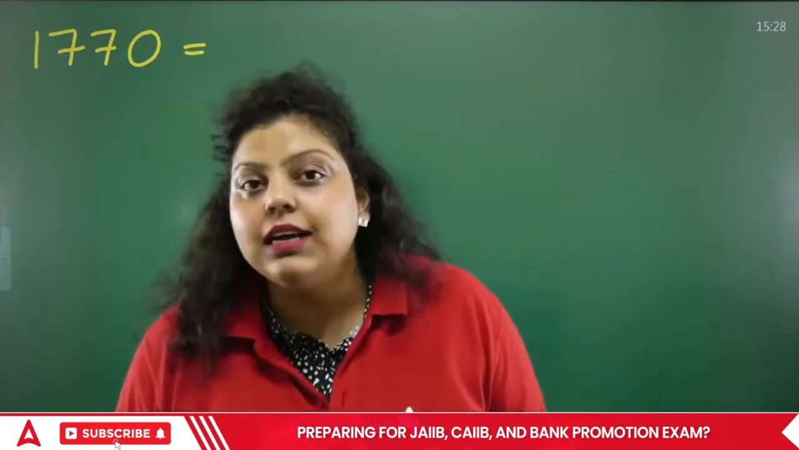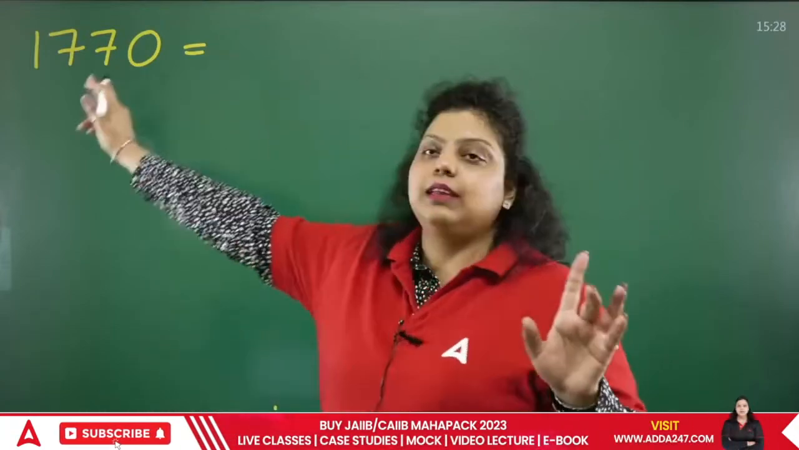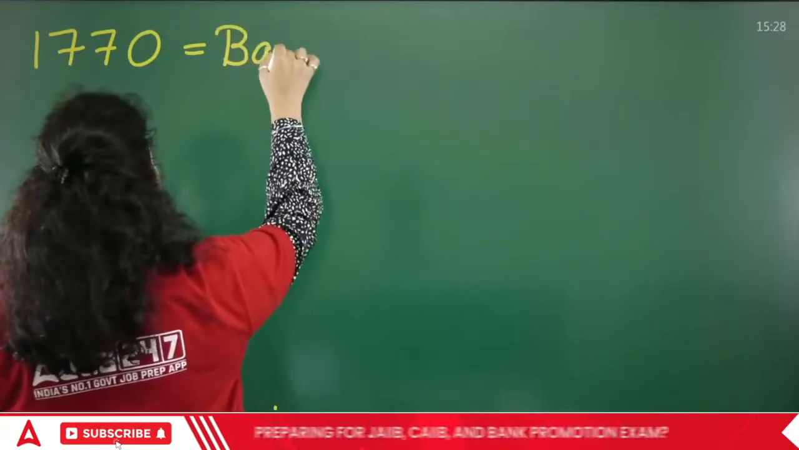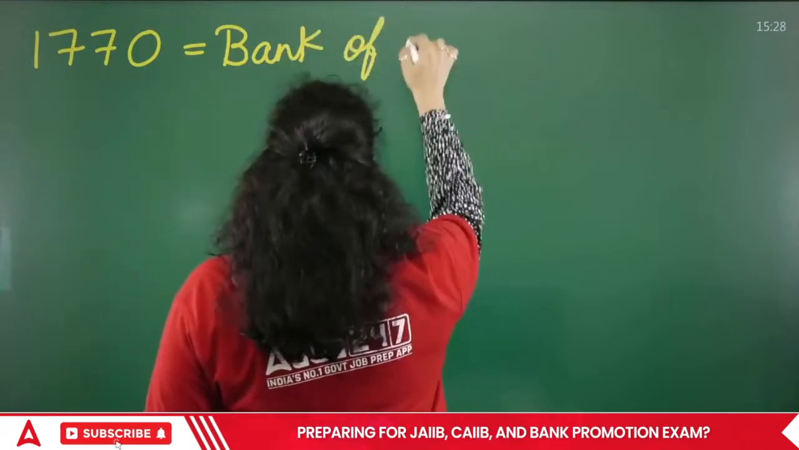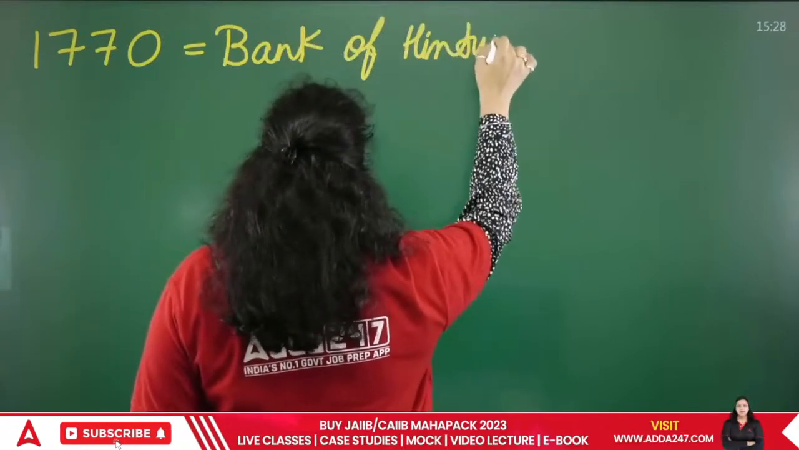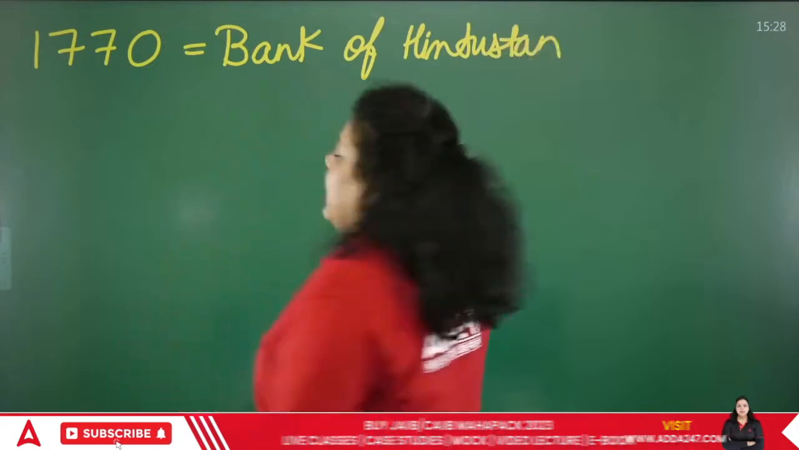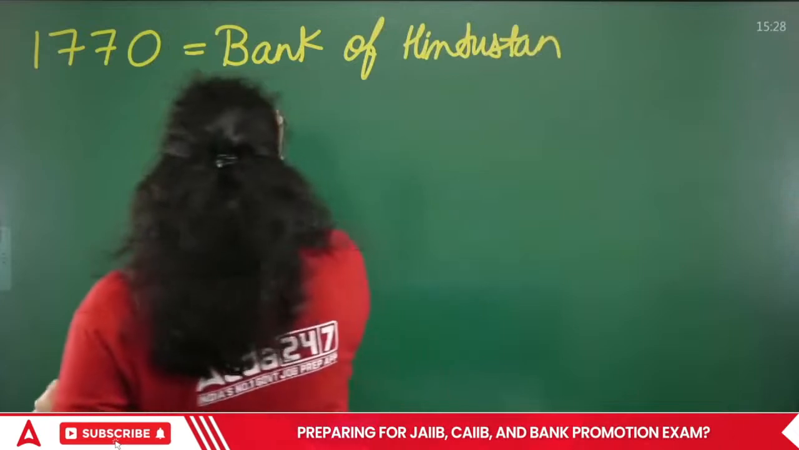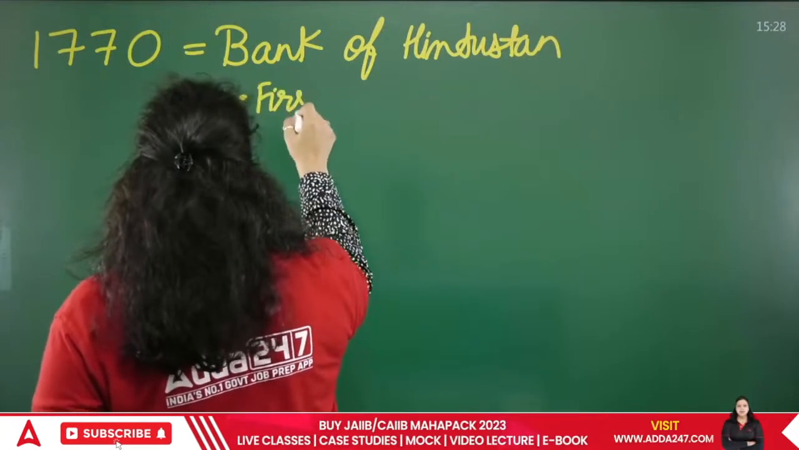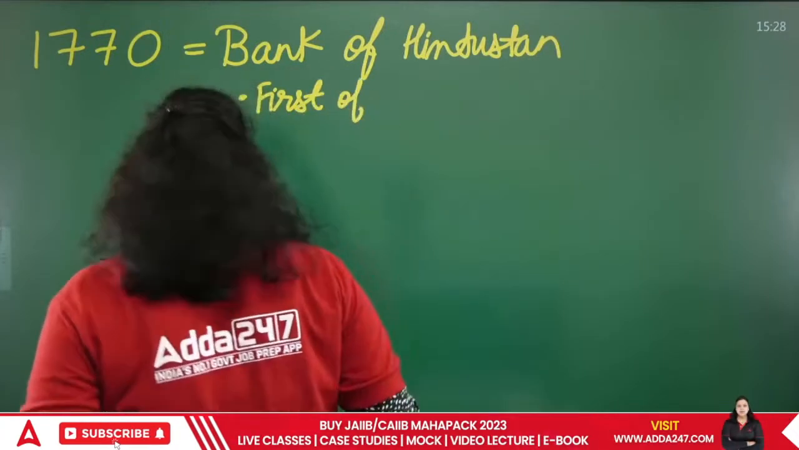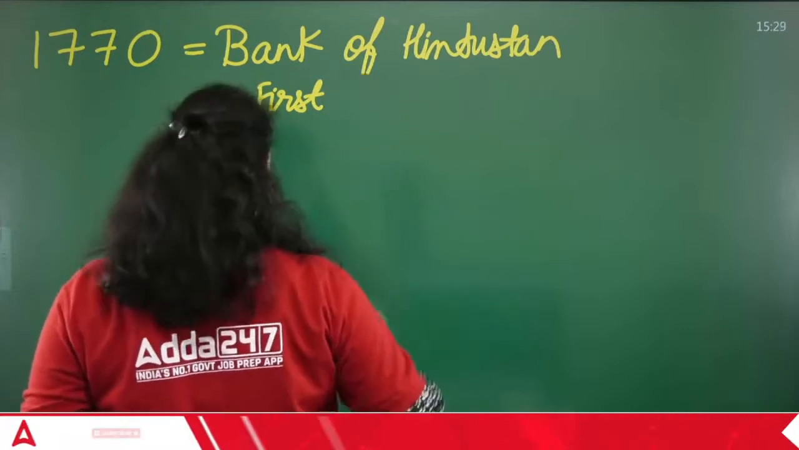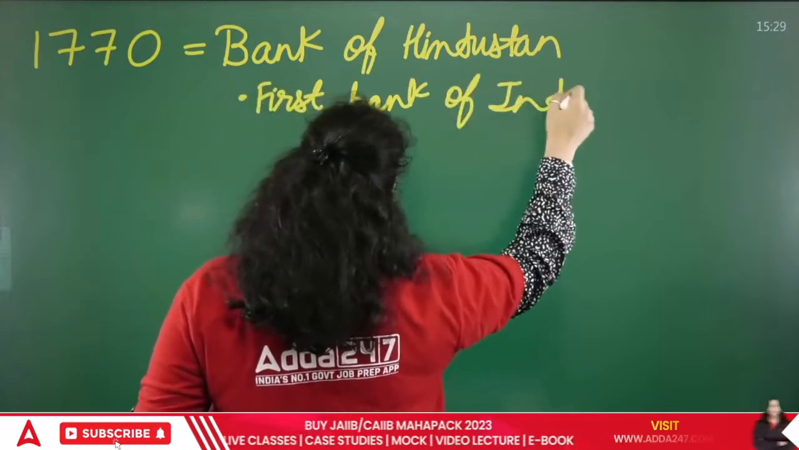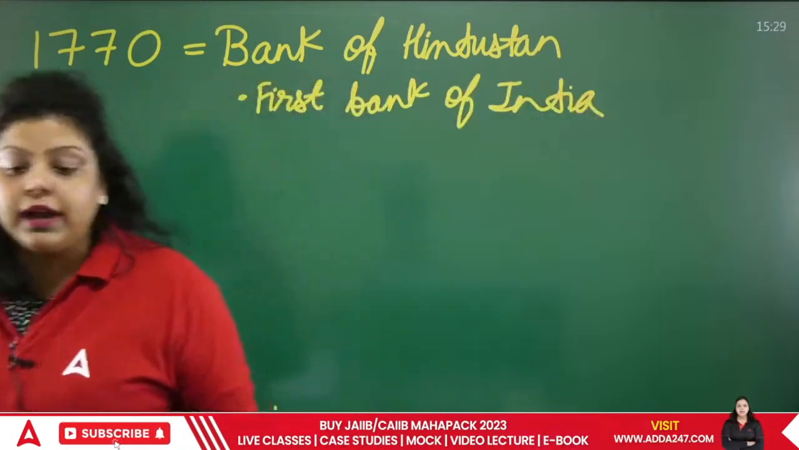So in our country, the formal financial system started in the year 1770, and that was started with the help of a bank, the Bank of Hindustan. So the banking history in India starts from the Bank of Hindustan, established in 1770. This was the first bank of India, and it had its headquarters in Kolkata.